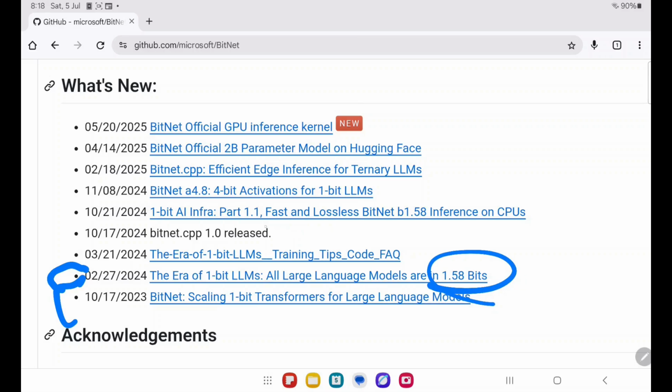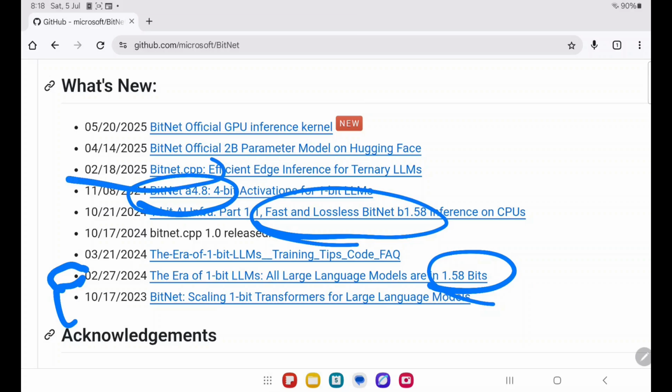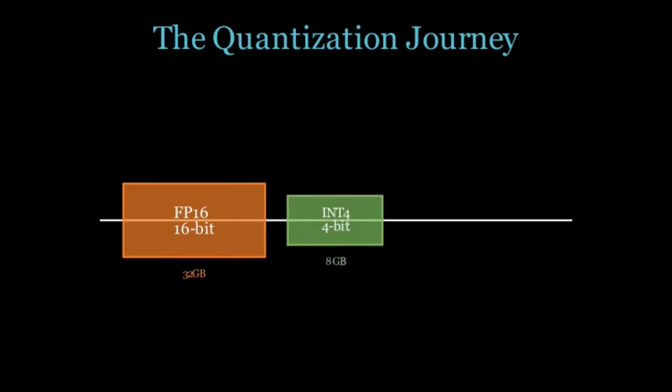On 21st October, they spoke about bitnet.cpp, how to do packing and unpacking, and the TL1 and TL2 kernels. On 8 November, they released the BitNet a4.8 paper, where they added activations in 4-bit and some other modifications. On 18 Feb, the bitnet.cpp paper is about the LUT implementations in bitnet.cpp. Later, they also released the GPU versions and some trained models. So overall, in the industry, to make LLMs faster, we have moved from FP16 to Int4, and now we are trying to move to ternary operations.